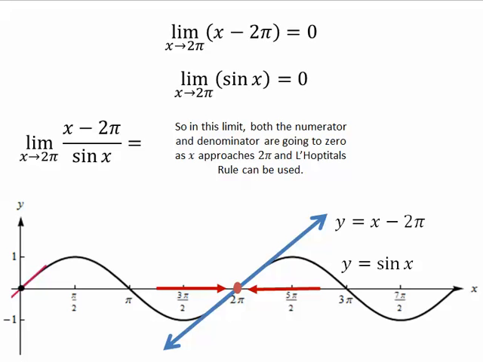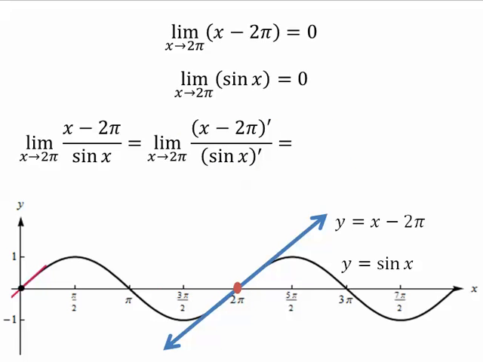And what L'Hopital's rule does is it allows you to handle the situation of 0 over 0. So we've got a situation of 0 over 0, and we're going to use L'Hopital's rule in order to find the limit. Watch what happens.